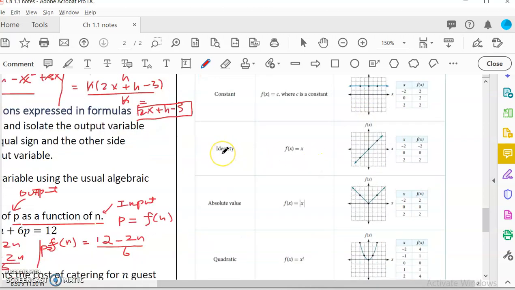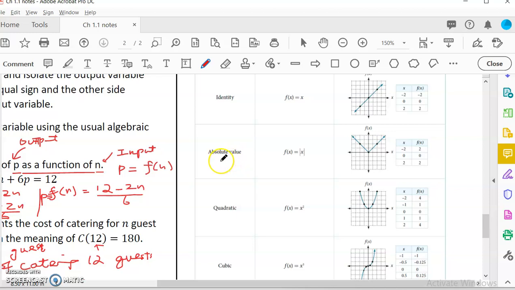The second one is called the identity function, where all the points x and y are the same. So 1, 1, 2, 2, 3, 3, -1, -1, -2, -2. So the equation is y equal to x, and in function notation it is f of x equal to x.